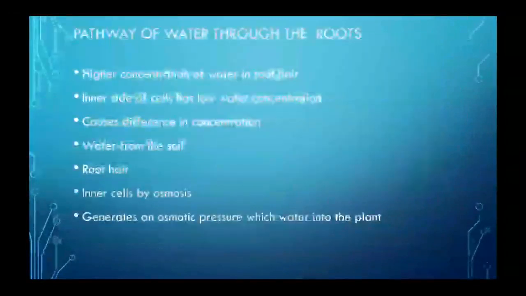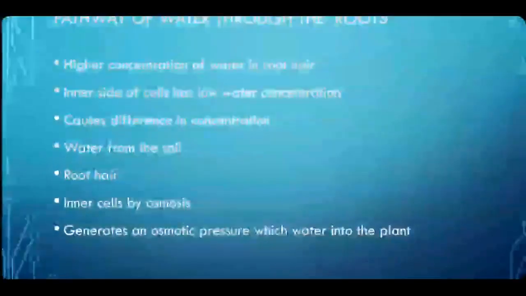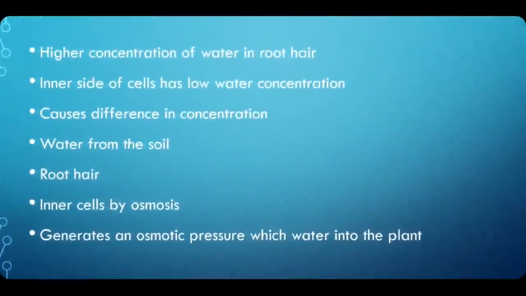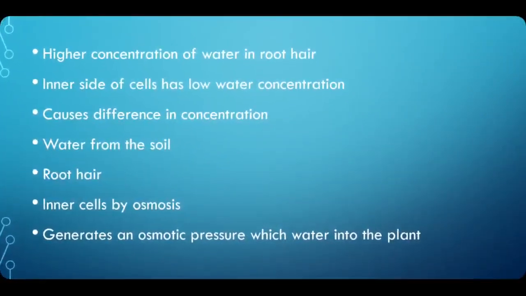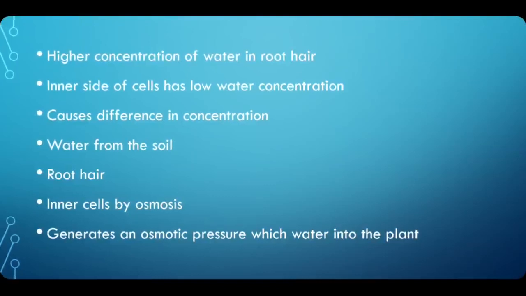Okay, now the next topic is the pathway of water through the roots. There is a higher concentration of water in the soil. Root hairs are in contact with the soil, so the soil has more concentration of water than the root hair. When the root hair takes this water, then the root hair has more concentration of water than the nearby cells or subsidiary cells. Okay, then when the nearby cells absorb water, these nearby cells have more concentration of water than their nearby cells.